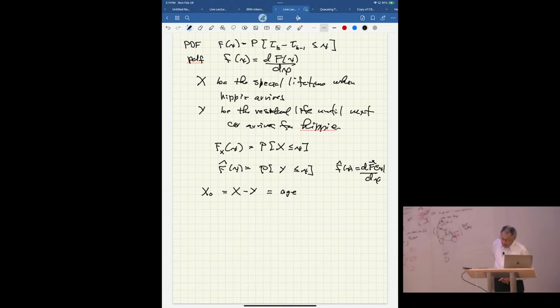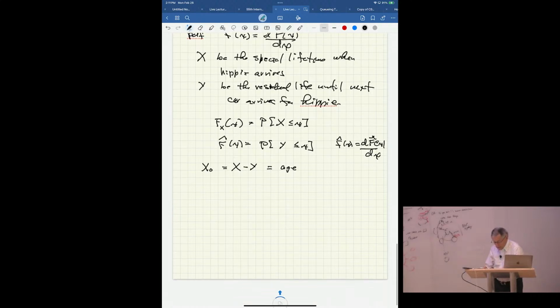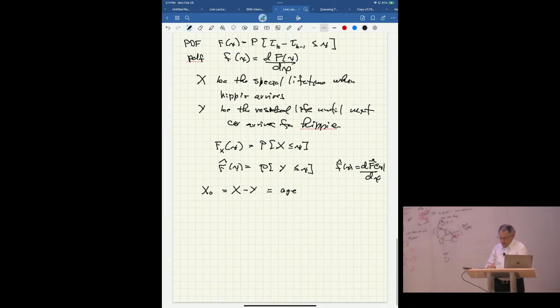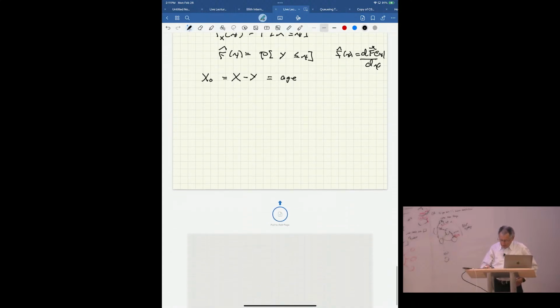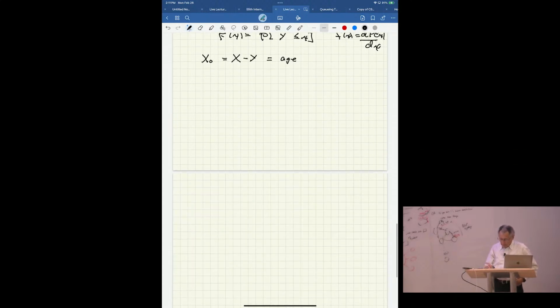And as I said, our capital Y, or capital X0, is not a typical one. Now, I'm going to give you an intuitive derivation for the density of the residual life, one that makes sense, but you really have to go deeply into renewal theory to get a formal proof of it. So here's the intuitive derivation, if you will.